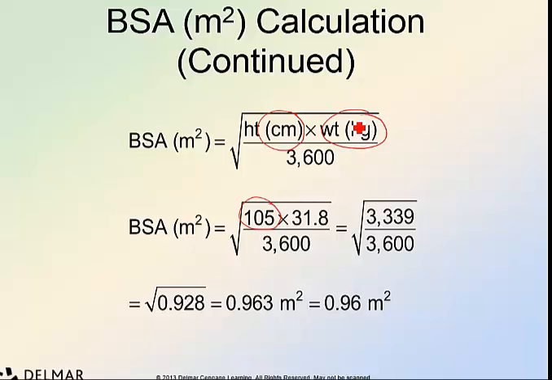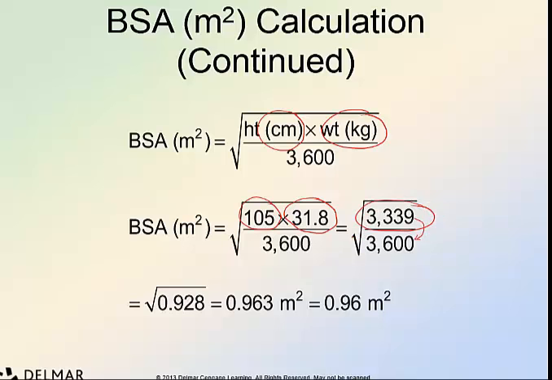There's no conversion necessary here because the height that we were given was in centimeters, so it's 105. The weight we were given was in kilograms, so it's 31.8. We multiply those two together and we get 3,339, and we divide that by 3,600 and make sure we take the square root of all of that.